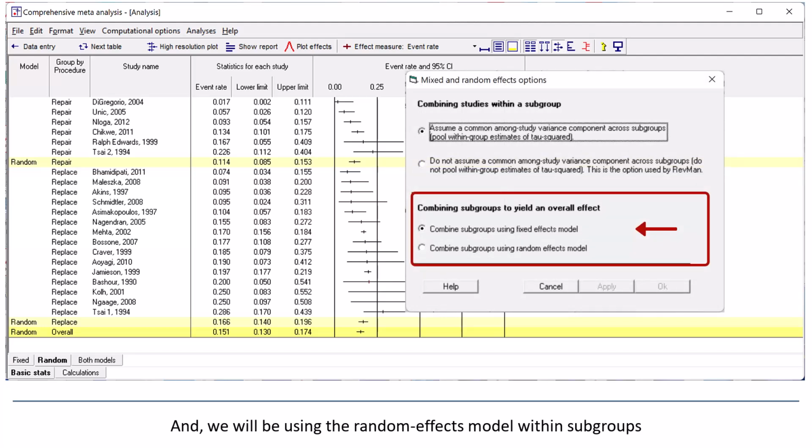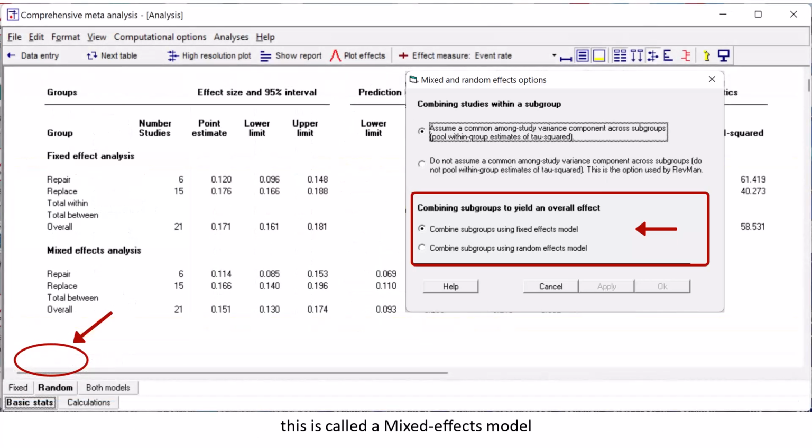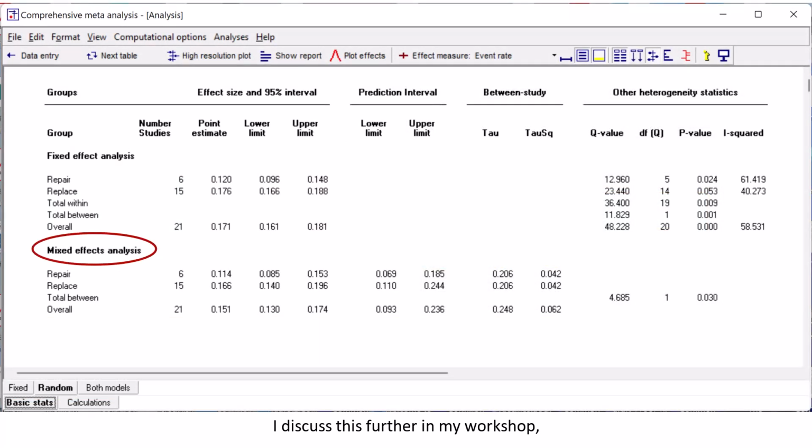And we'll be using the random effects model within subgroups. We set that here. Since we're using fixed effects at one level and random effects at the other, this is called a mixed effects model. I discussed this further in my workshop, but these are almost always the options that you'll want to use.